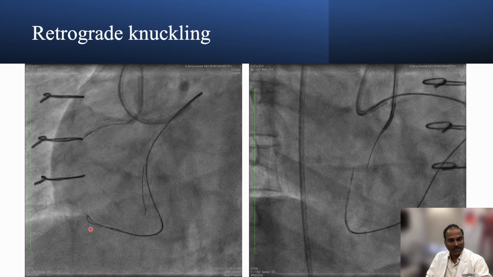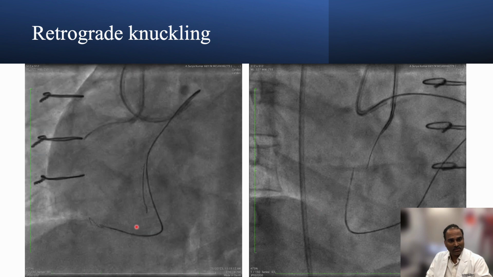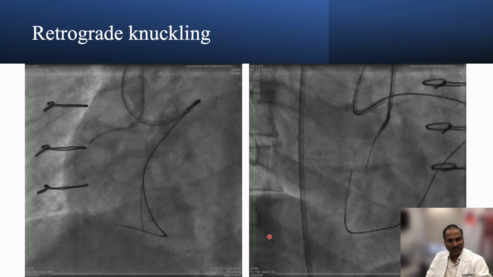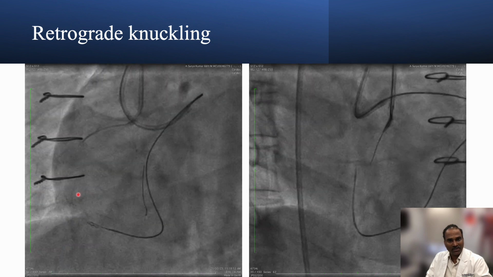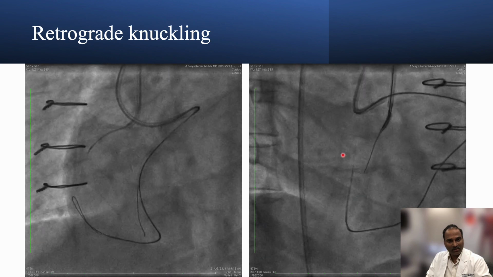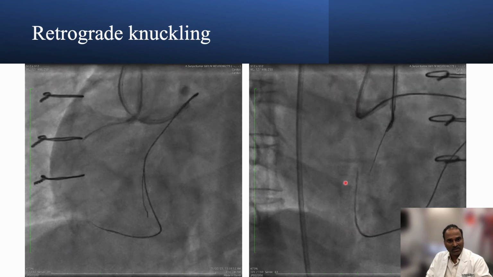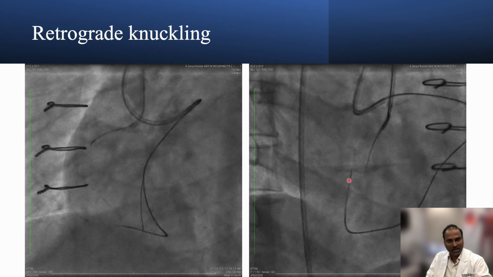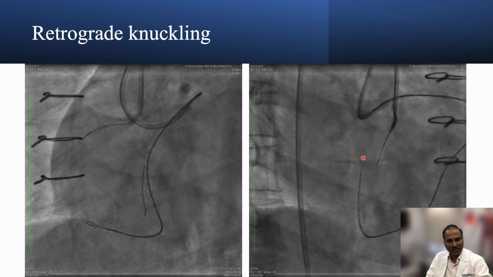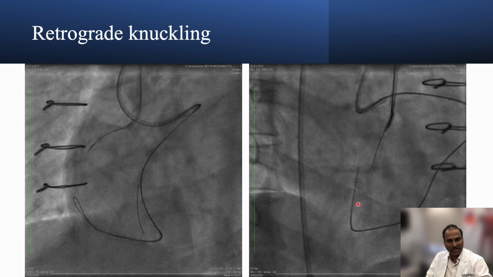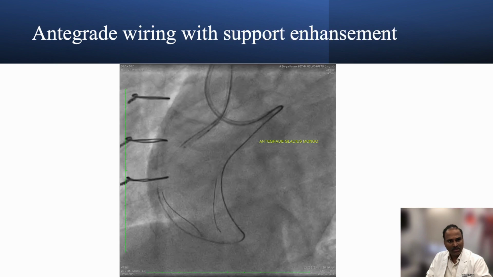And we tried a knuckle wire retrograde, but unfortunately even the knuckle went into the SVG only. You can see the knuckle and microcatheter just went into the SVG here. So then, keeping this retrograde as a marker, we advanced antegrade Gaia 2, and then we changed the wire to LADS as the wire stuck, to give good support to antegrade wire escalation.